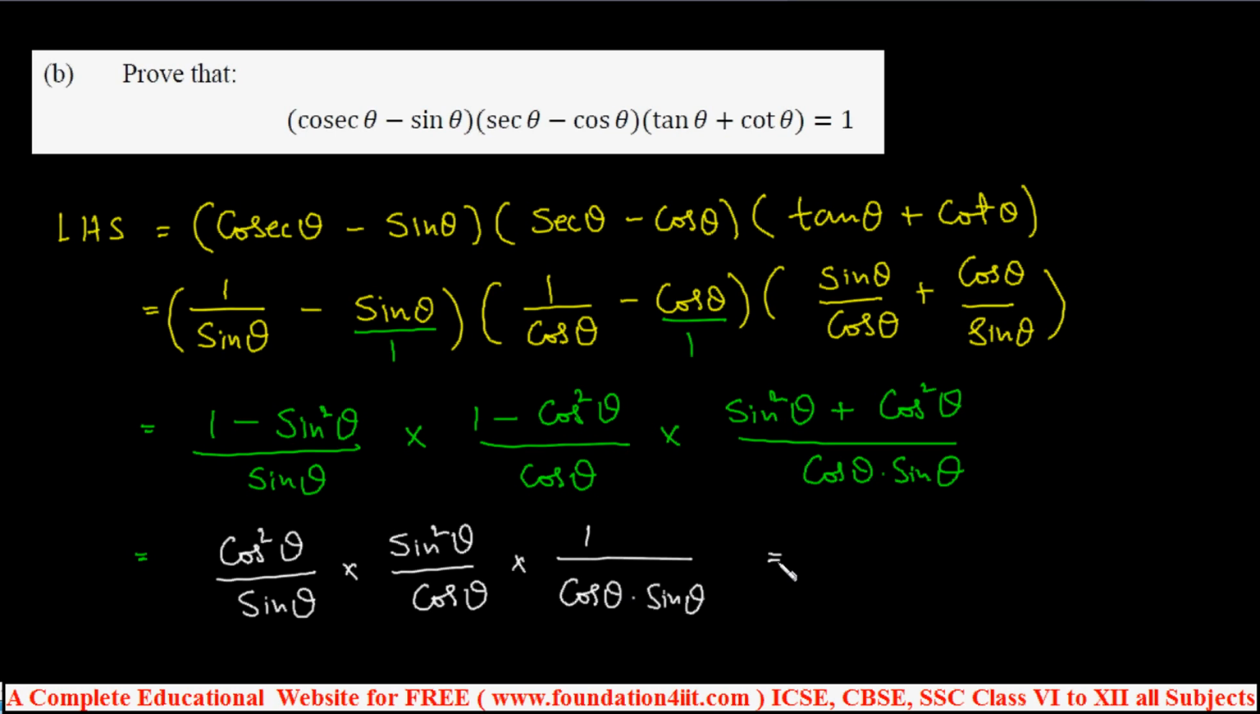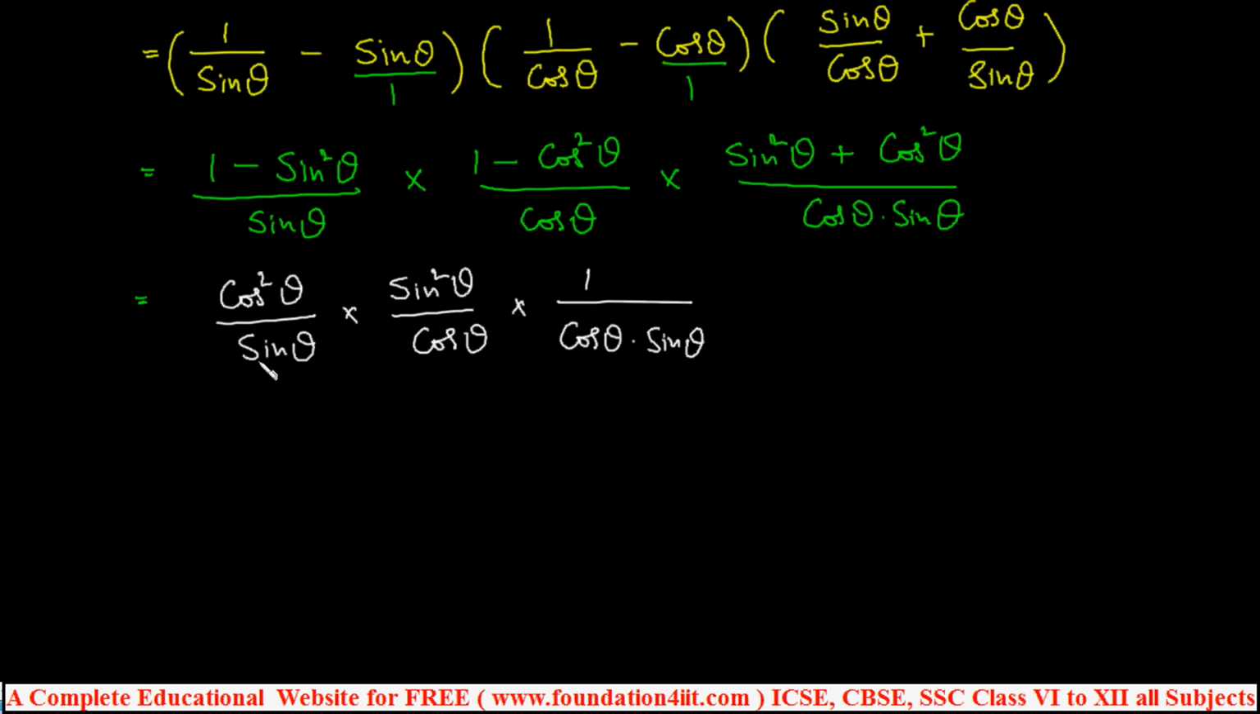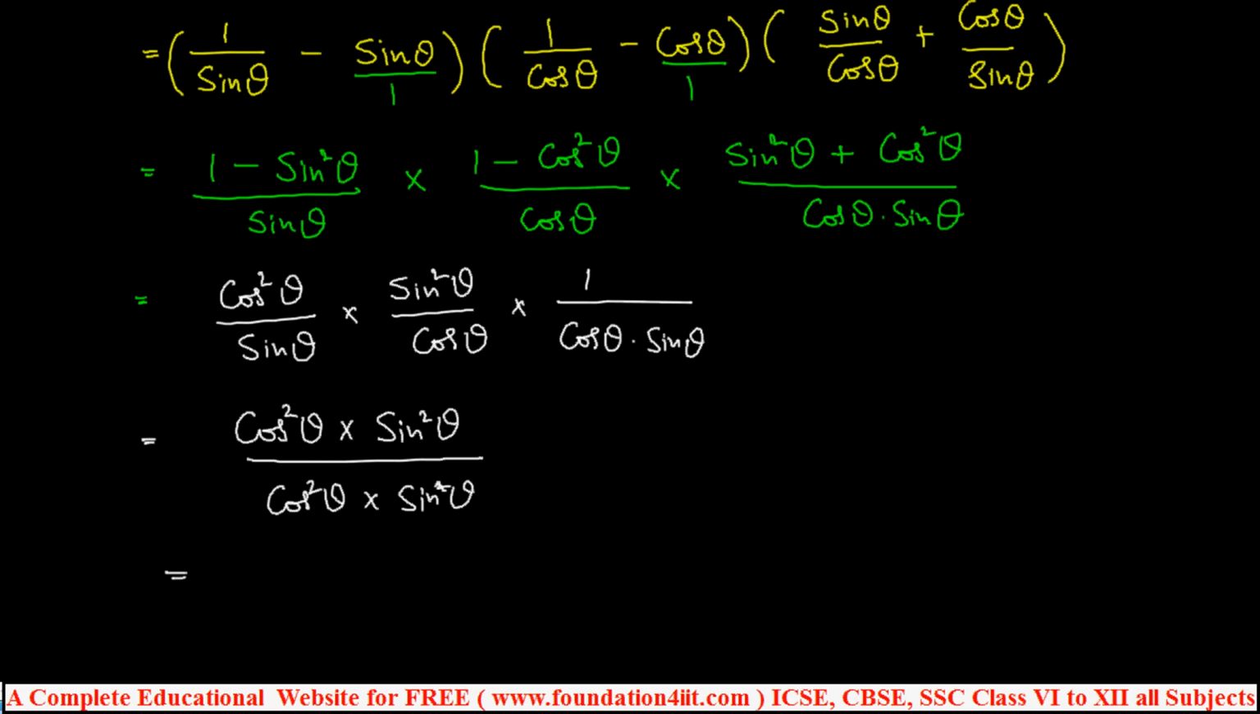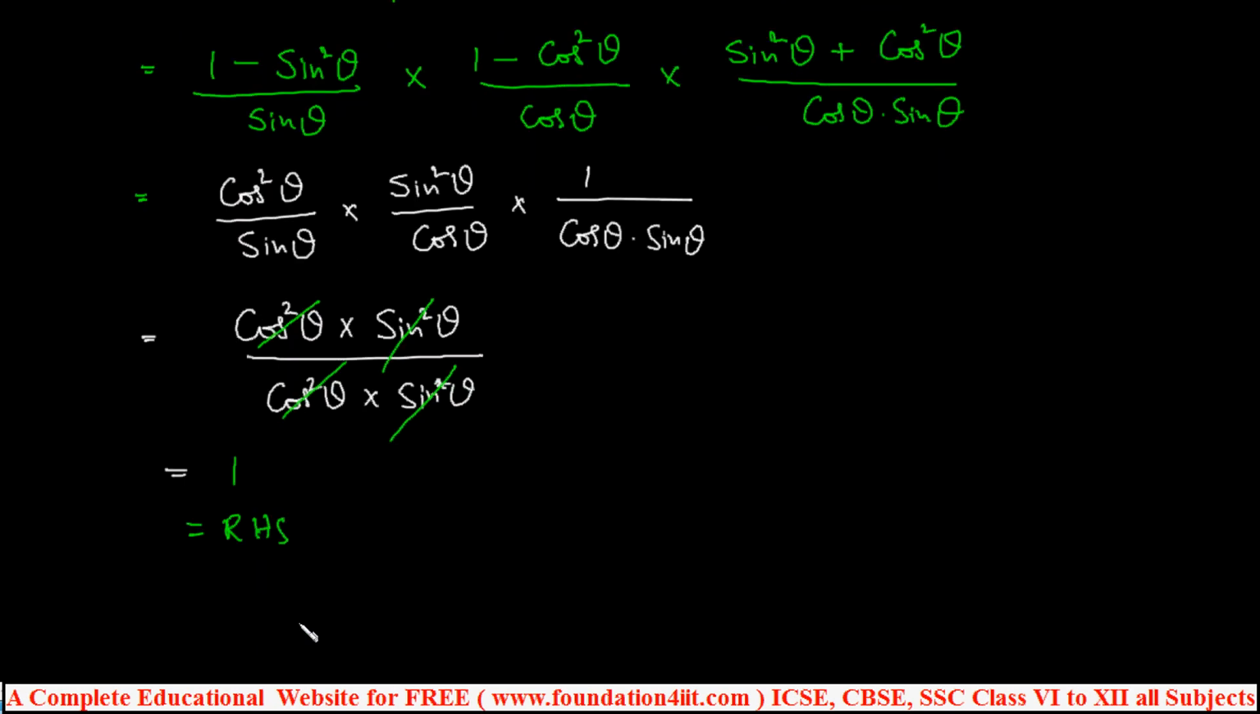And finally, if you simplify, cos square into sin square into 1 is just cos square theta into sin square theta, divided by sin into cos into sin. Everything is multiplied: sin into sin square, cos into cos is cos square, so cos square theta into sin square theta. Observe this, the same we got in LHS, numerator and denominator. So if you cancel this, then that is equal to 1. That is the RHS. So LHS is equal to RHS, hence proved. LHS we have taken and finally got 1. Hence proved.